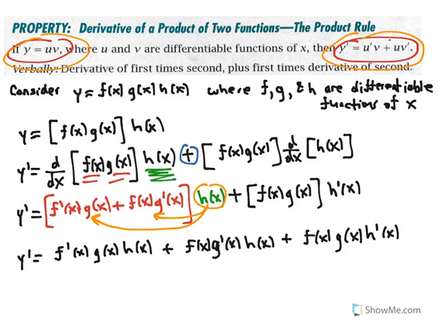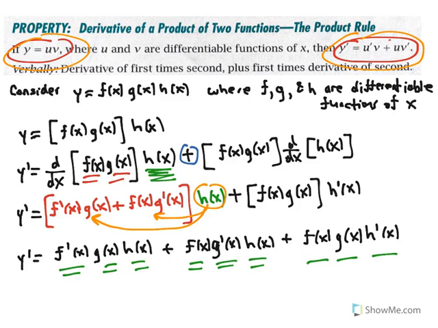So this is how you find the derivative of a function that is a product of three differentiable functions f, g, and h. If I were to say it verbally, it would be the derivative of the first function times the second and the third functions plus the first function times the derivative of the second function times the third function plus the first function times the second function times the derivative of the third function.